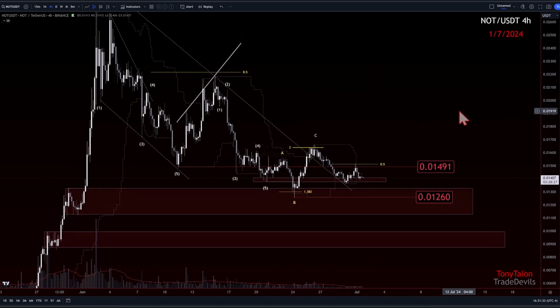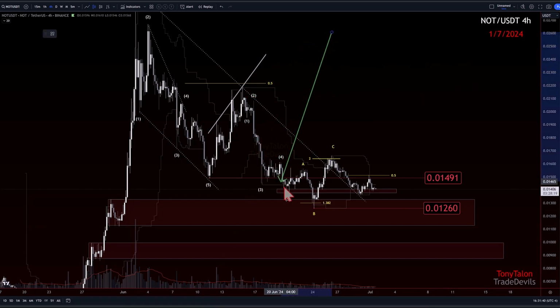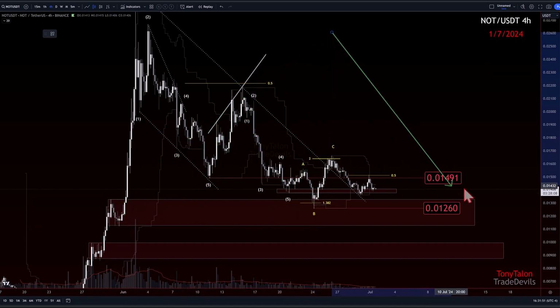Next up is NOT. This is another one I put in the Discord as well. I think I ended up trading this one down a little bit on the move down. In the Discord, I said that we were going to get a move down if we could bounce off of this area here, which we did, and we could bounce back above this level at 15 cents to look for a potential long possibility.